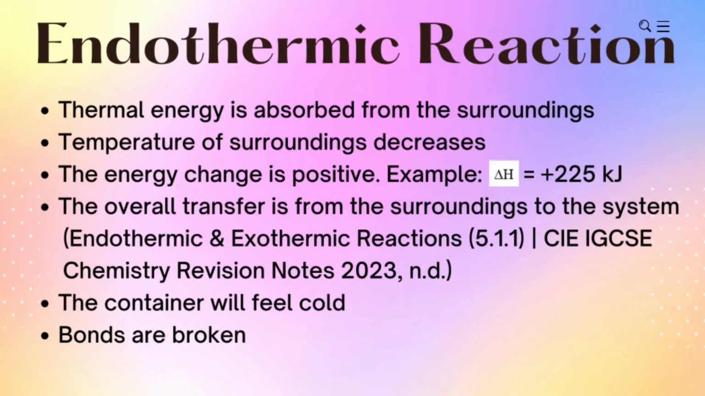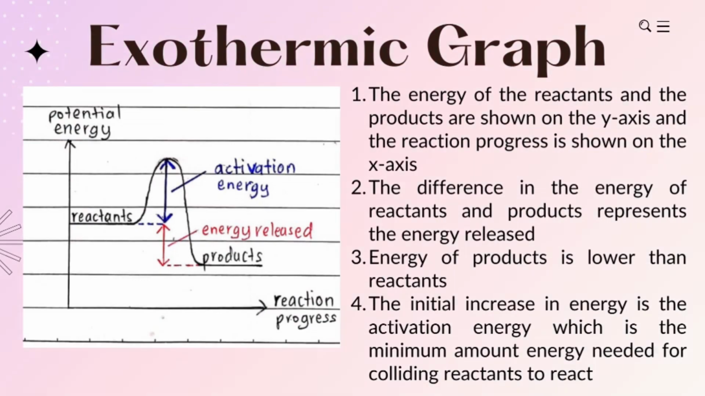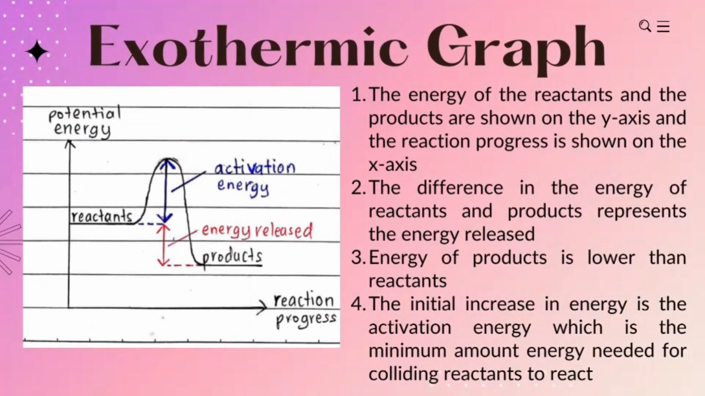Moving on, this is a graph that I've drawn for exothermic reaction. The x-axis represents the reaction progress and the y-axis shows the energy of the reactants and the products. The difference in energy between the reactants and the product is the energy released, as you can see represented by the arrow in red. Whereas the arrow in blue shows the activation energy, which is measured from the peak of the curve to the reactants.